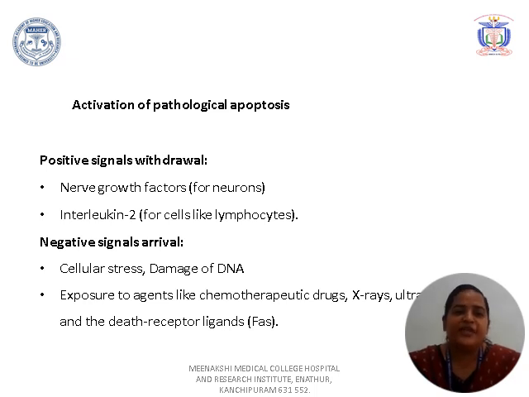The other means could be the arrival of negative signals. When the normal cell is exposed to a lot of cellular stress or damage to the DNA, exposure to X-rays, radiations, chemotherapeutic drugs, or a few death receptor ligands, the entry of these negative signals can cause apoptosis in normal cells. So these are the reasons when a pathological apoptosis can happen in a person.